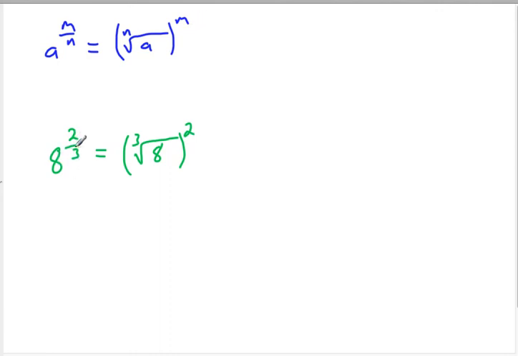Here's an example of that. 8 to the 2/3 power is the same as 8 squared, right? So we're going to square it, but we have to take the cube root of it as well. So if we were to answer that, we would say, well, the cube root of 8 is 2, and so that just means 2 squared, which is 4.